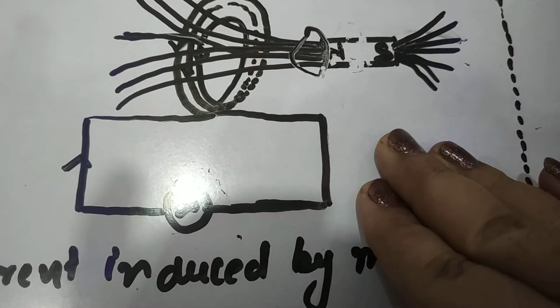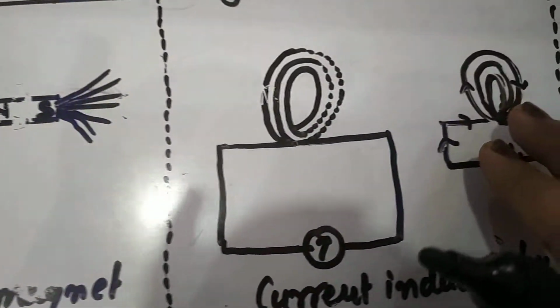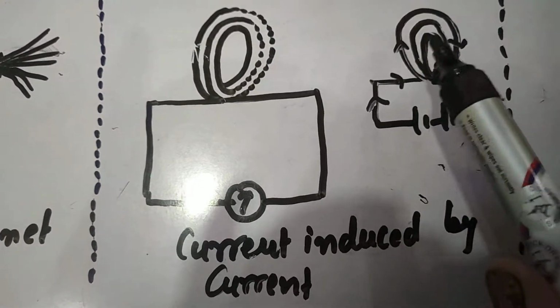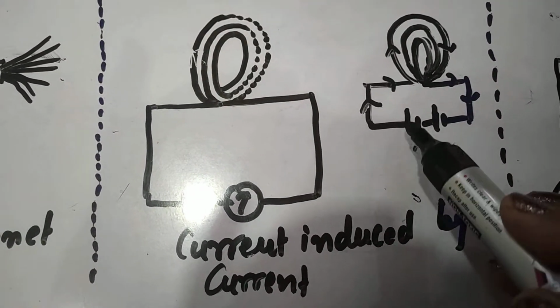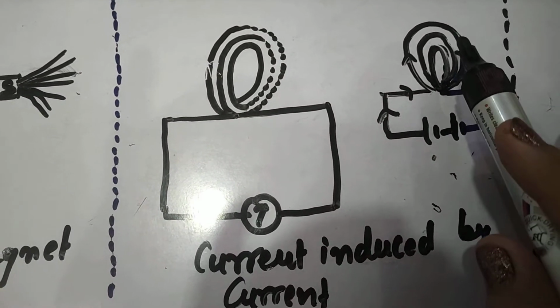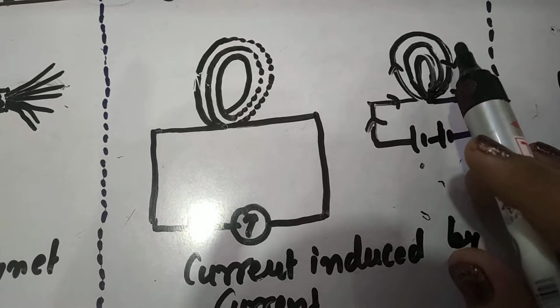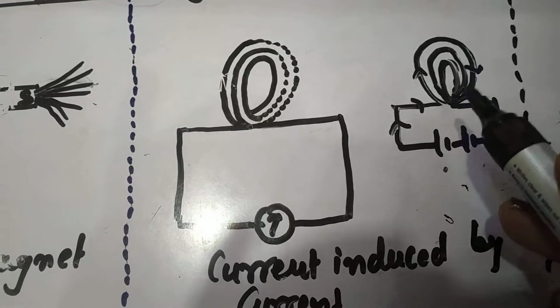and hence no current or EMF is being induced. Similarly, the same experiment was performed by taking a current carrying coil. In this case, it is current induced by current. This is a coil connected with a battery, so current starts flowing through it. Since this is a current carrying coil and this is a steady current, this coil will produce the magnetic field.